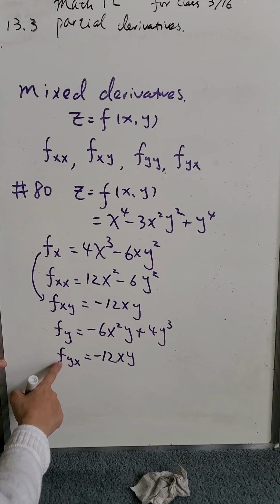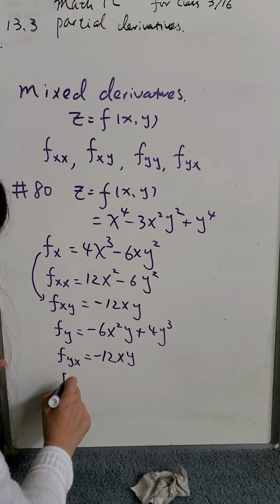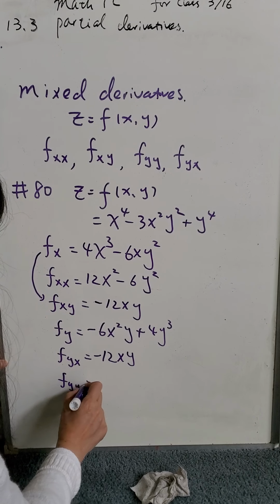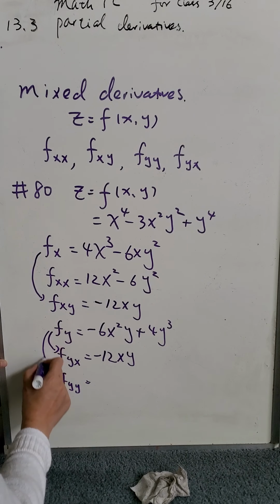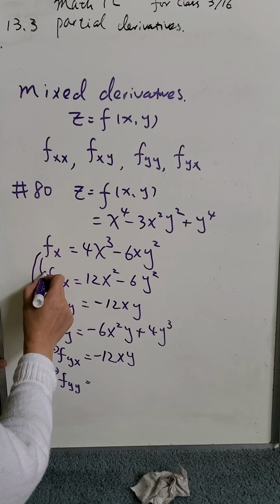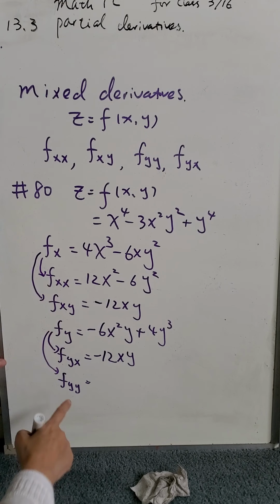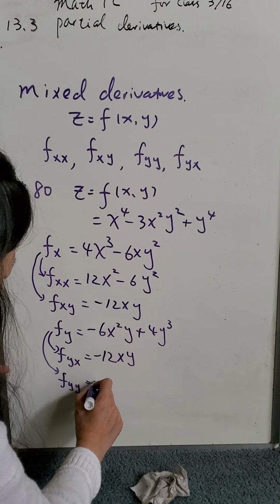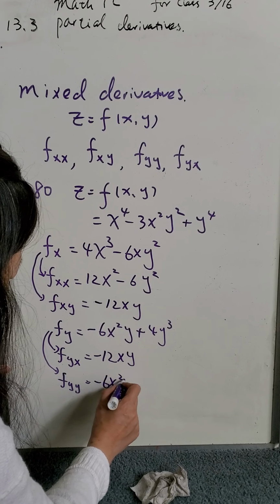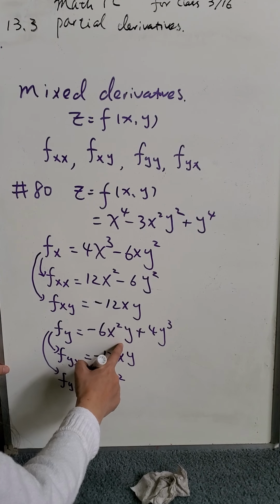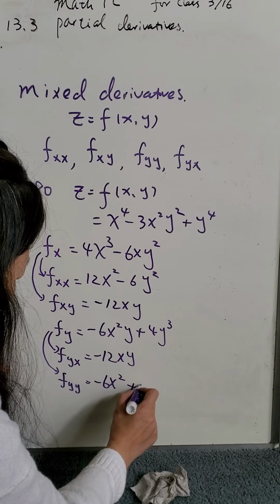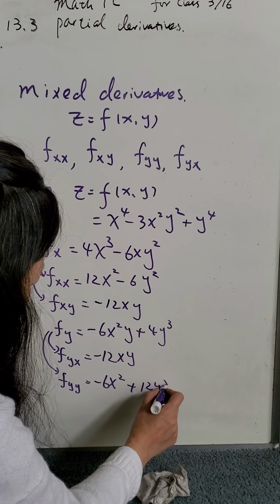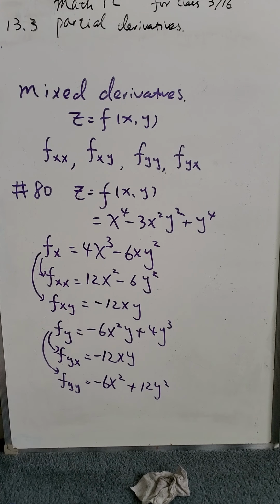Now you go fyy, use this one. Okay, fyy. So this one for here and this one for this one. fyy, so that would be here. So this is a coefficient now. The y just a negative 6x squared. Go first derivative for y just 1. And then plus 12y squared.